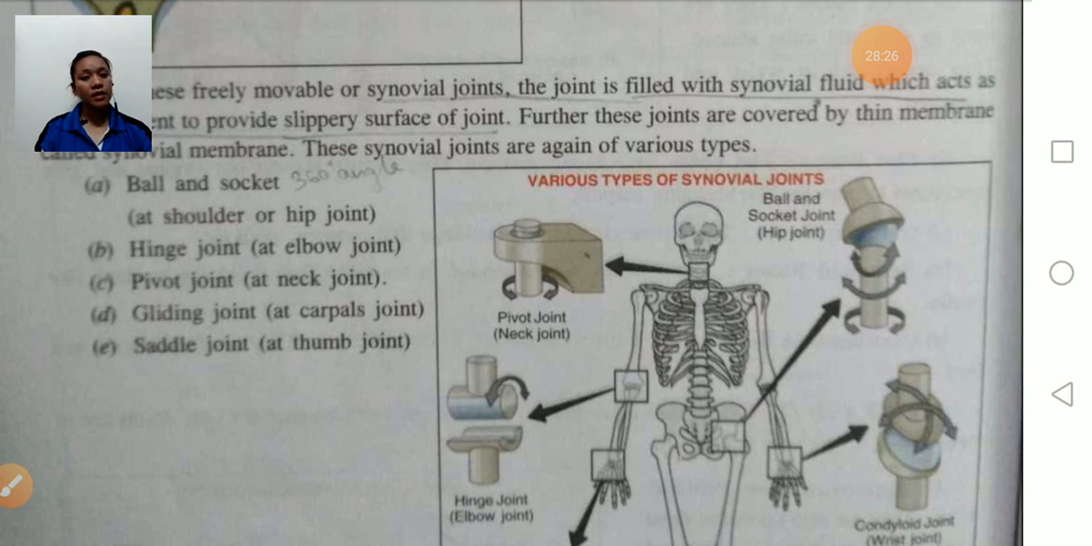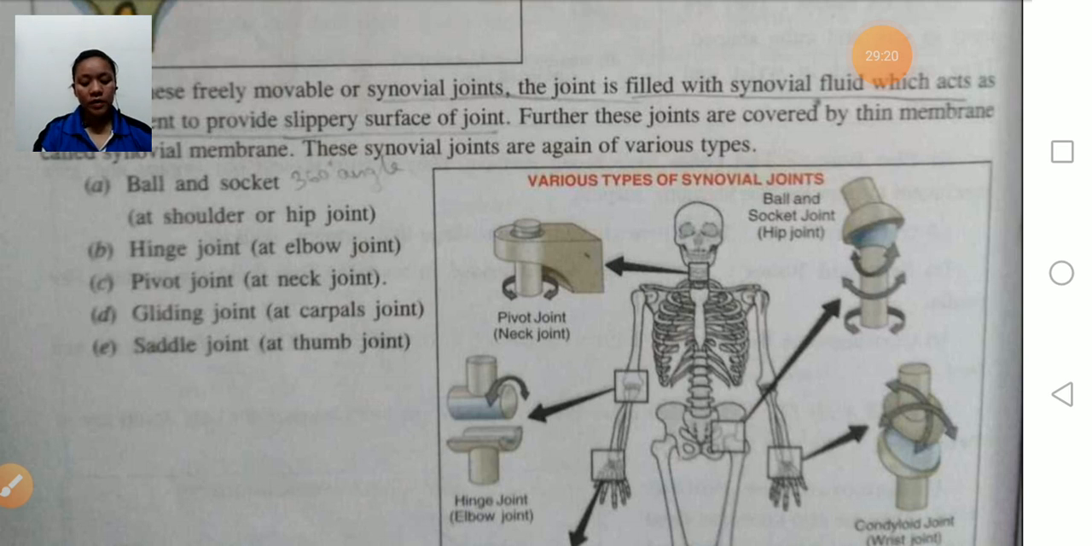Saddle joint is present in the thumb. It provides flexion, extension, abduction, and adduction movement. The movement takes place at one axis and allows different movements. The first bone is shaped like a saddle with the other bone resting on it, like a horse rider on a horse.